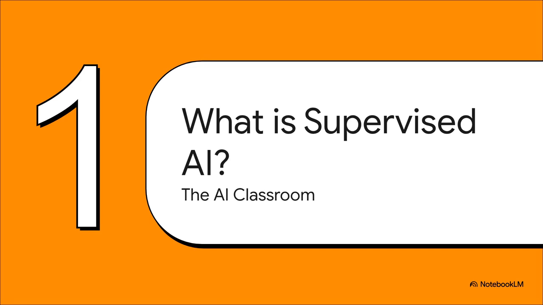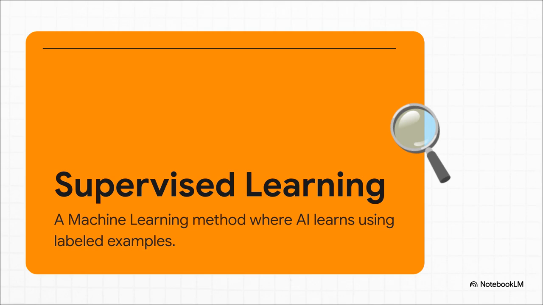What is supervised learning? The AI classroom. This actually builds on a concept we are all incredibly familiar with, which is a student learning from a teacher. So, the formal definition is a machine learning method where AI systems learn from labeled data to make predictions or decisions accurately. But, what does that actually look like in practice?